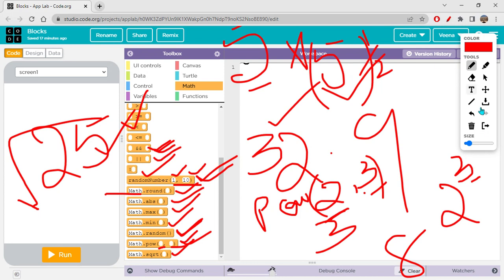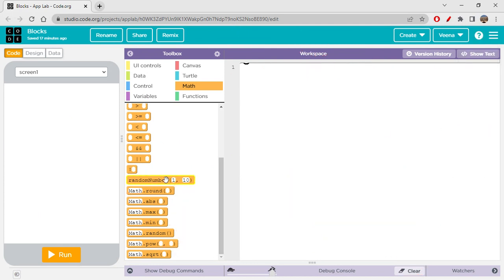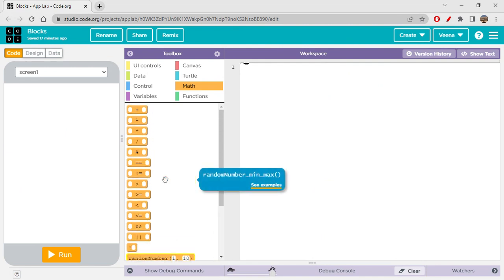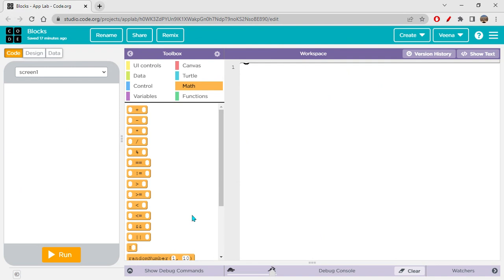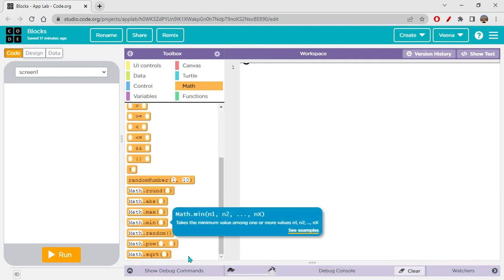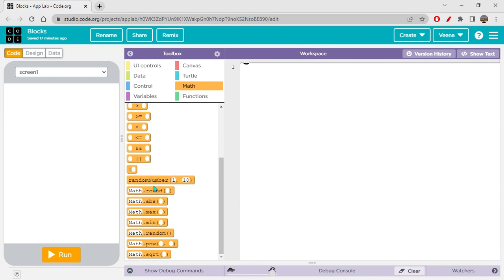So this is all about the math category, guys. I hope you understood everything, and there's nothing very complex over here. Everything is very simple. A few mathematical operators and a few functions are over here, along with the random number.